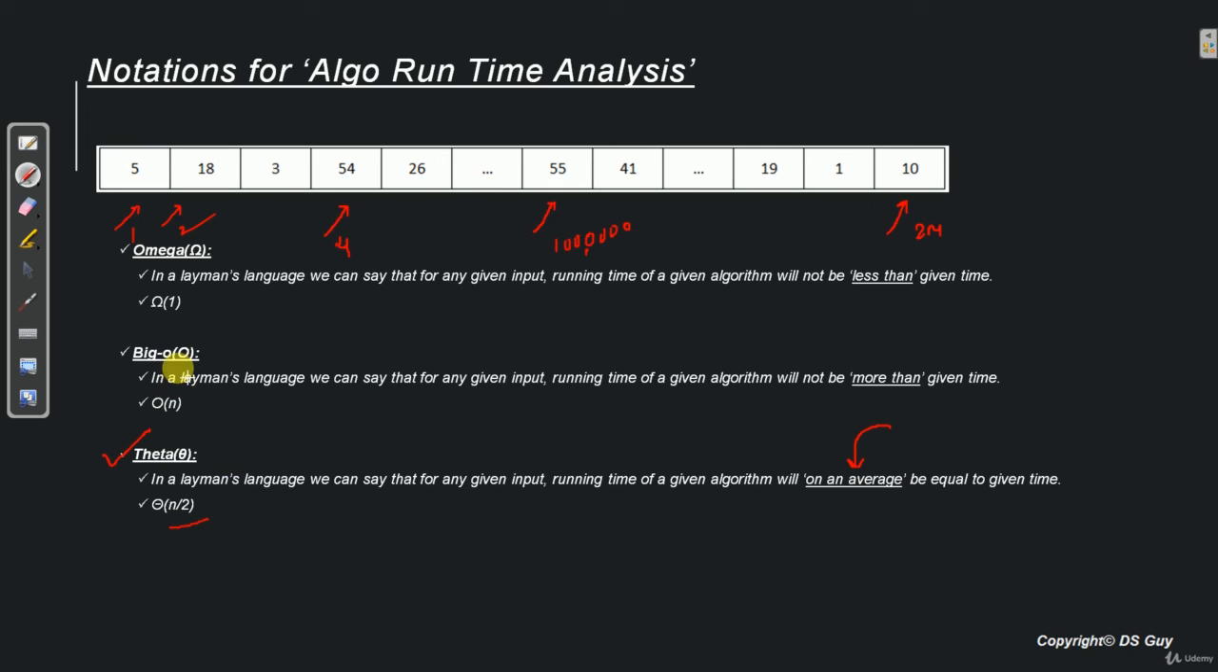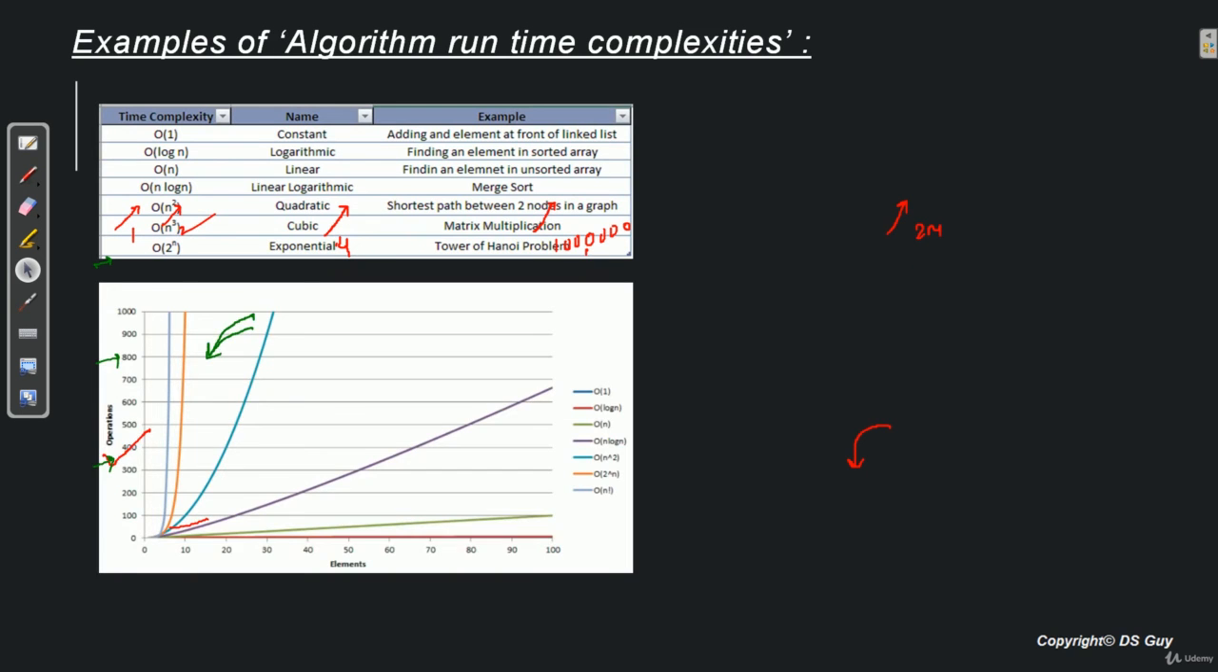Now one important thing to note here is that for academic purposes, we need to know all these 3 types of notations. But when it comes to interviews, we are mostly concerned only about big O notation. We rarely even go for omega or theta. Hence, going forward, we will mostly be concerned only about big O notation.